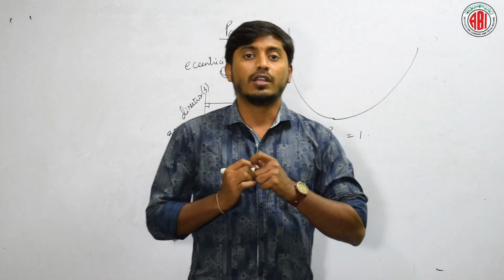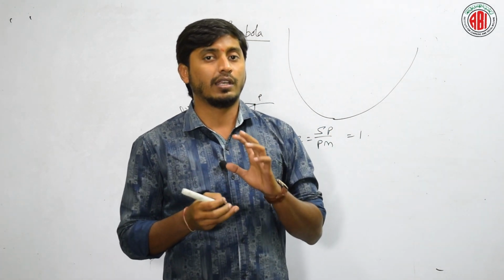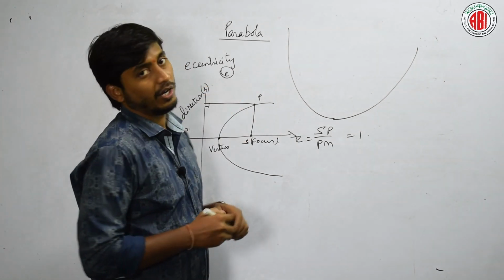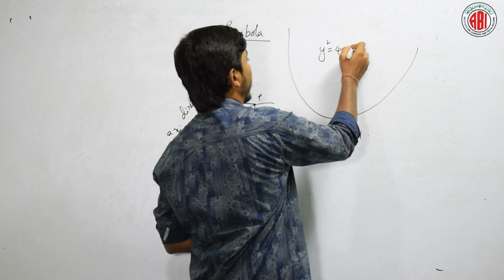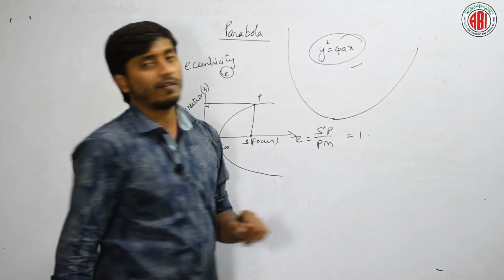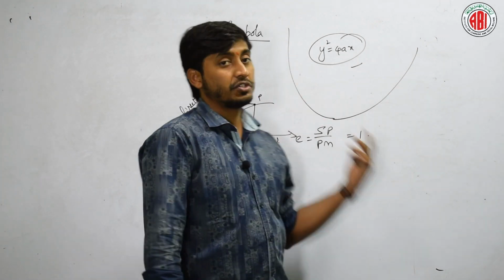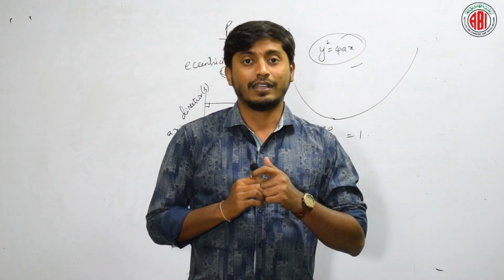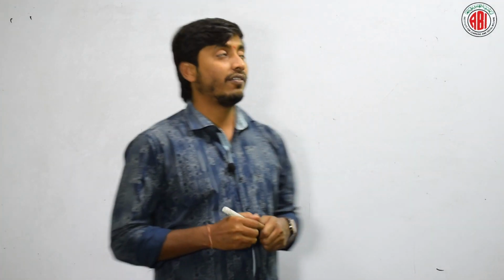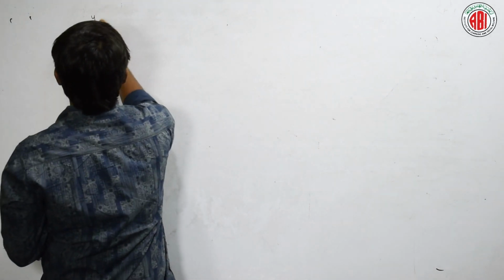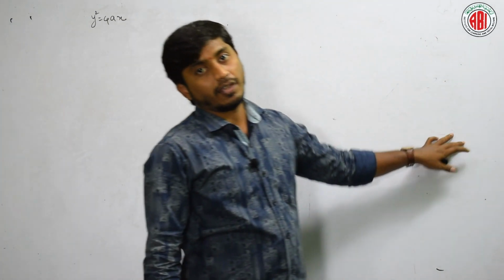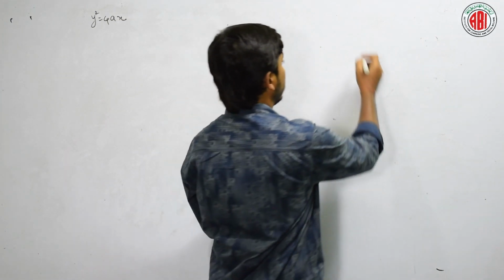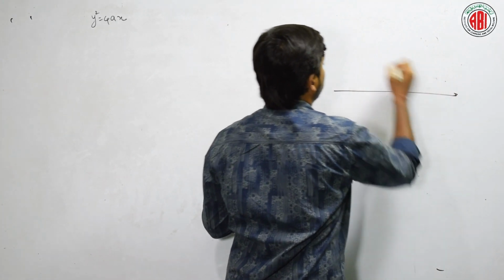The first thing we are going to learn in this chapter is the derivation of the parabola, that is the standard form y square is equal to 4ax. This is the standard form of a parabola. How do we define it, how do we draw it in a diagram, and how do we represent it? Shall we start? Now let us derive the standard form of the parabola, that is y square equal to 4ax. The first thing you have to remember is the basic diagram of a parabola.